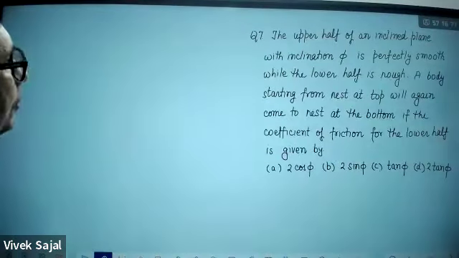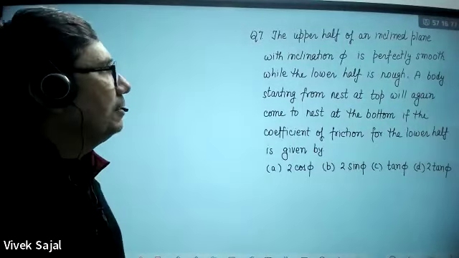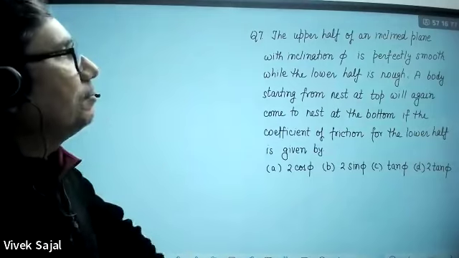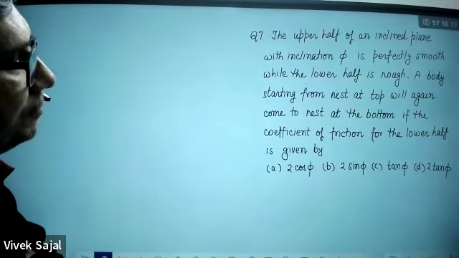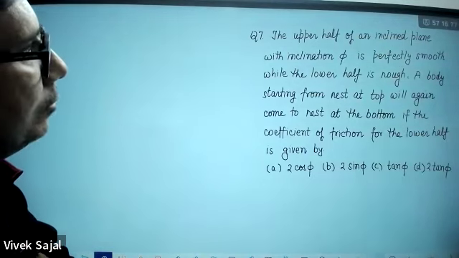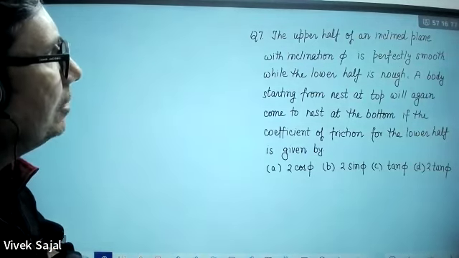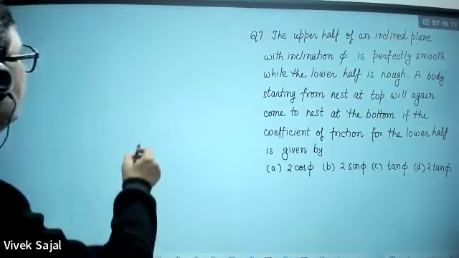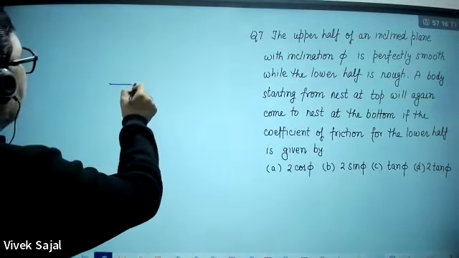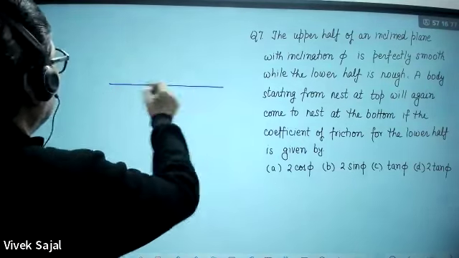Next is question number 7. The upper half of an inclined plane with inclination phi is perfectly smooth, while the lower half is rough. So basically the inclined plane is divided into two parts. It is like this. Consider an inclined plane.